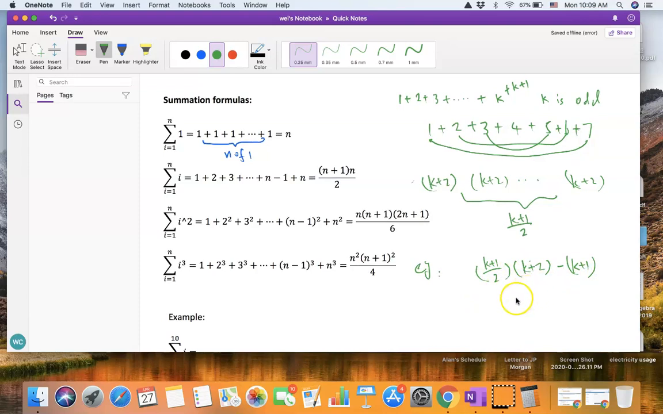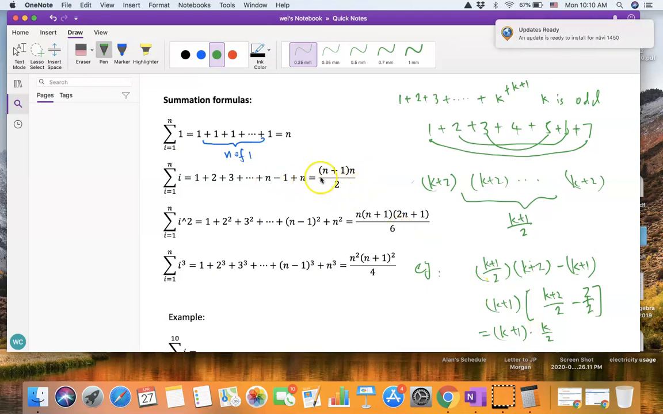a math technique. We can factor out k plus 1 to get k plus 2 over 2 minus 1. We simplify the inside by writing 1 as 2 over 2. So this will be k plus 1 multiplied by k over 2. Therefore, no matter if k is an odd number or an even number, the result of this sum is always represented by this formula. Okay.